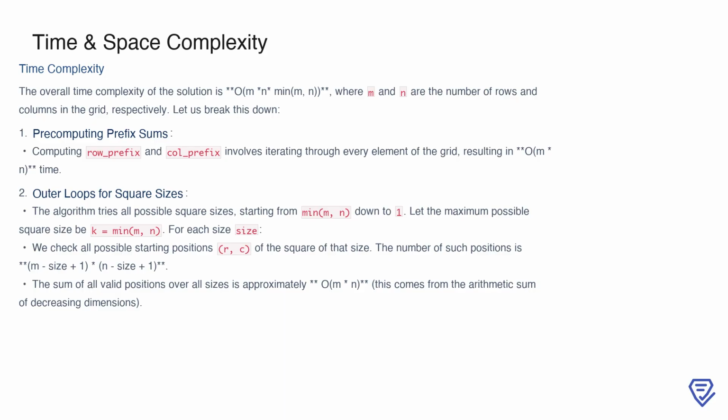Next, we consider the outer loops where we try all possible square sizes, starting from the largest possible size, which is min(m, n), and working down to 1. For each square size, we calculate all possible starting positions for the square in the grid. The total number of valid positions across all square sizes sums up to O(m * n) as well, due to the arithmetic nature of the decreasing dimensions. These two steps lay the foundation for the overall complexity.